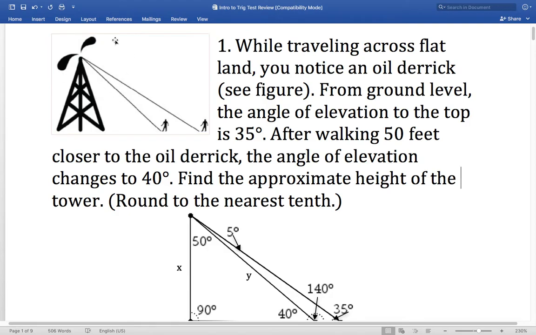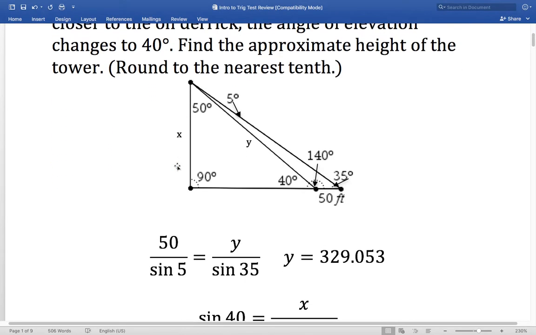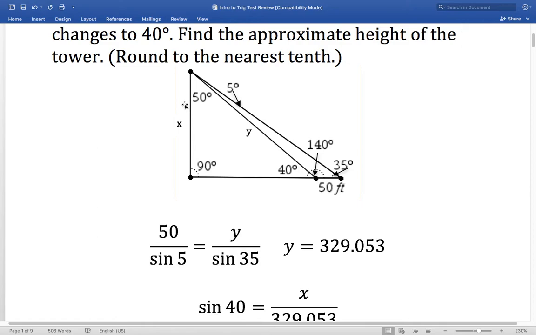Okay, so this is the rough sketch. I prefer to just get rid of the tower and deal with triangles. We're looking for this side, the height. But before we find this side, we have to know the length of this side here. Just from the wording of the word problem, I've set up the diagram. From here, our elevation was 35 degrees, so this angle right here is 35 degrees.